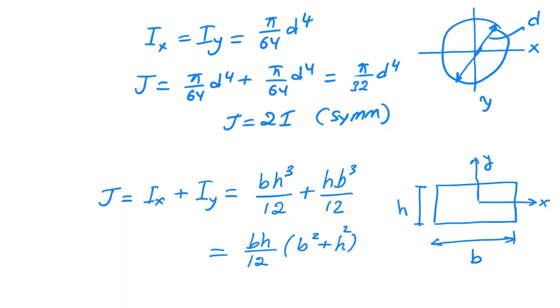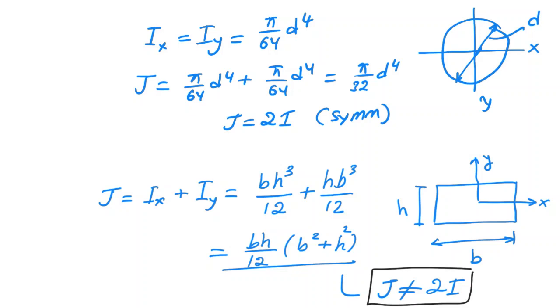This is definitely not the same. So for this case, J is not the same as twice I. Do you get that? This is all because the section is not symmetric. But somebody would guess that for a square of side a, you will get the same relation. You will get J equals twice I. Okay, I hope this is very clear.